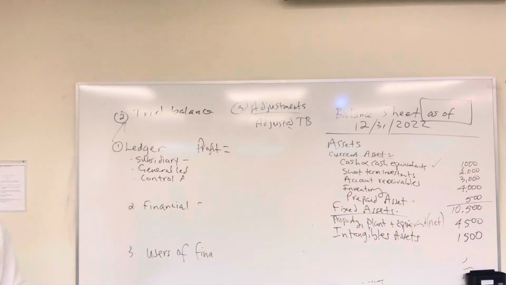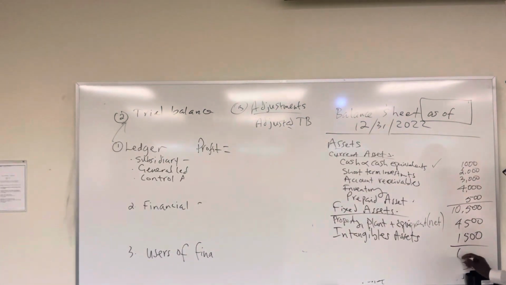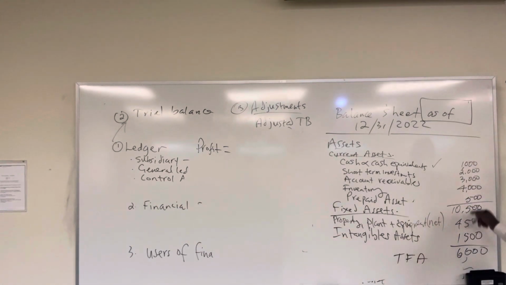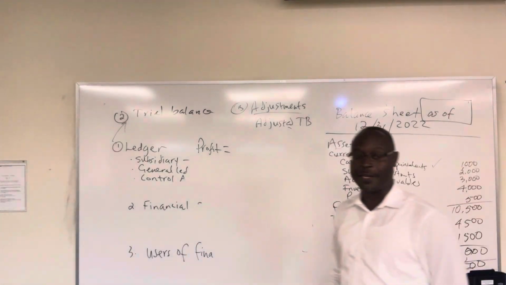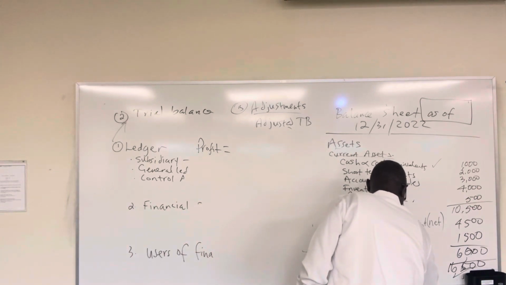Does that make sense? All right, so then if I add my 6,000 of total fixed assets to the 10,500, I get total assets of what? How much is my total assets? That will be 16,500, correct? 6,000 plus 10,500 will give me 16,500. That's my total assets. Does that make sense?